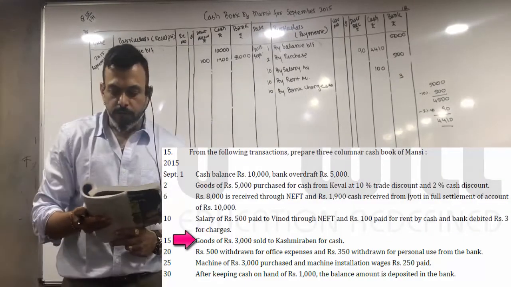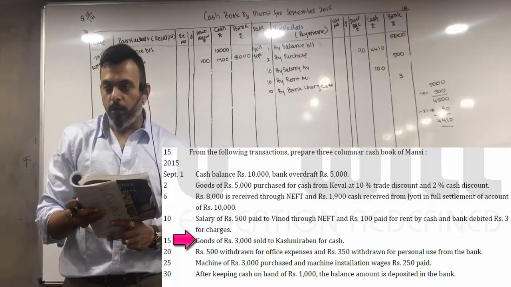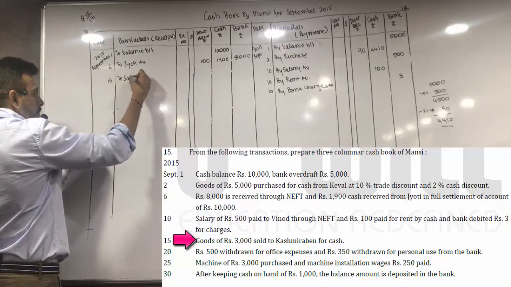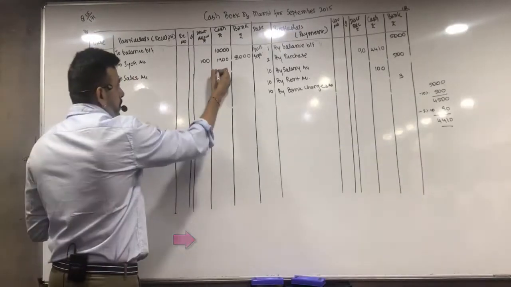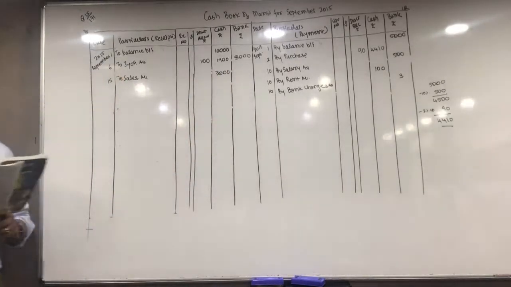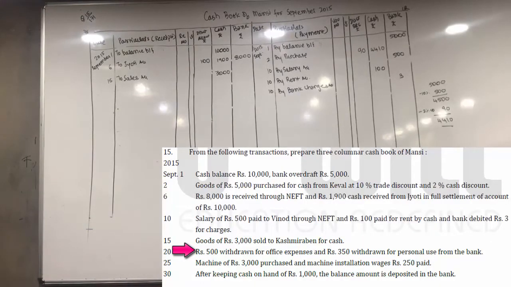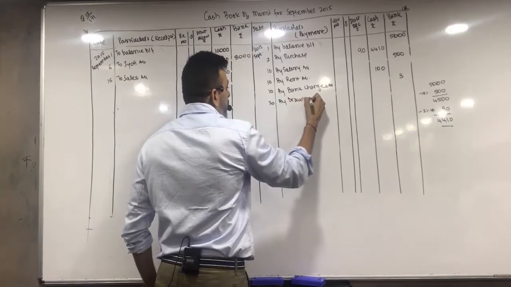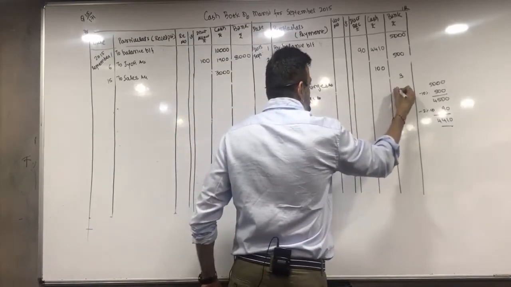Goods of 3,000 sold to Kashmira Bain for cash. So 15, to sales 3,000. 20th, 500 withdrawn for office expense and 350 withdrawn for personal use from the bank. So first we write personal use. What is that? Drawings. So 20th, by drawings, 350, bank column.